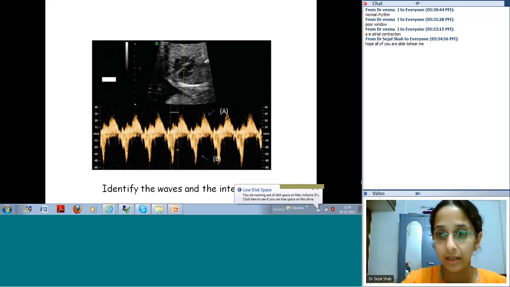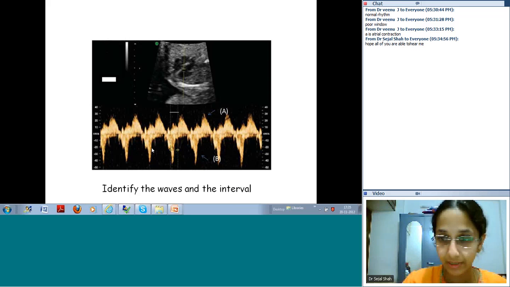What we are seeing is a Doppler taken at the inflow-outflow junction. Can anybody identify the waves and the interval which is shown with a line in this figure? What is A indicating and what is B indicating?